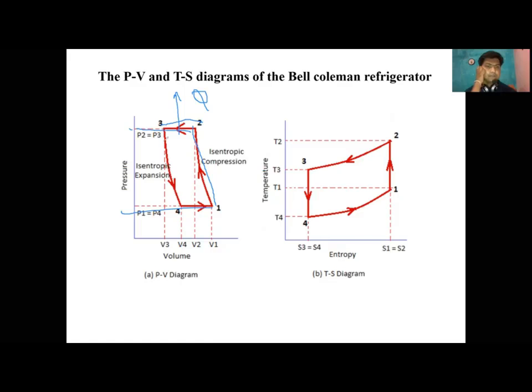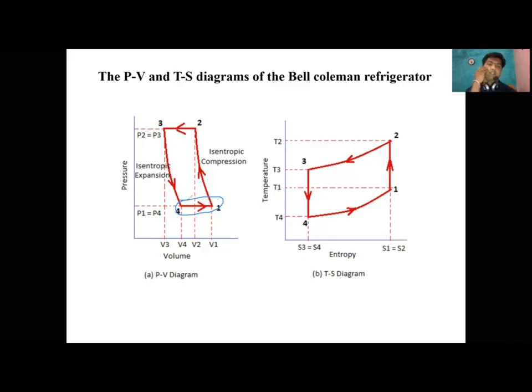3 to 4 is isentropic expansion, where pressure decreases from P3 to P4 and specific volume increases. Okay, and 4 to 1: heat is absorbed from the cold place.